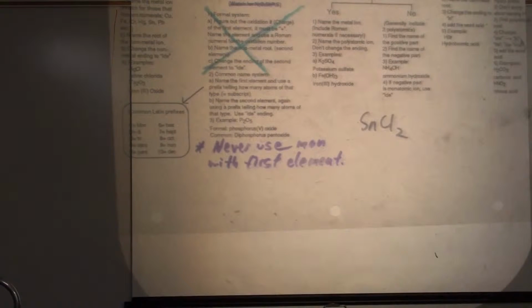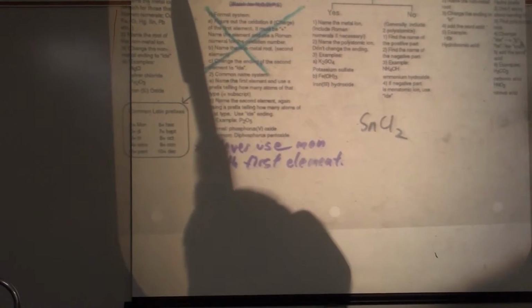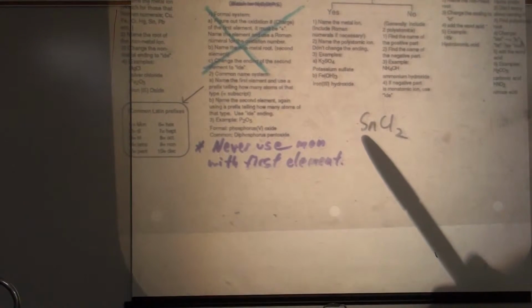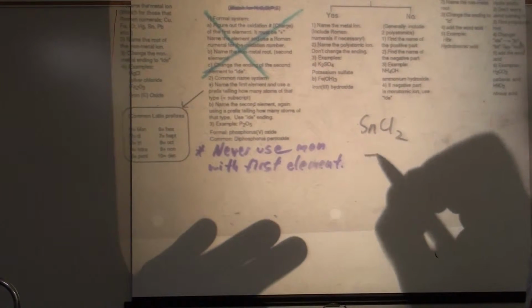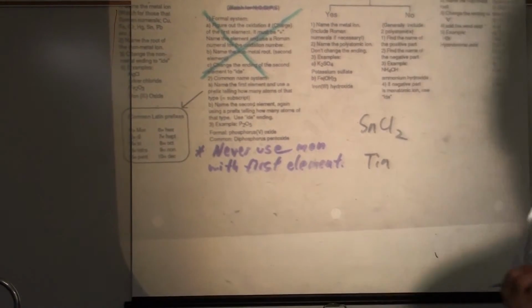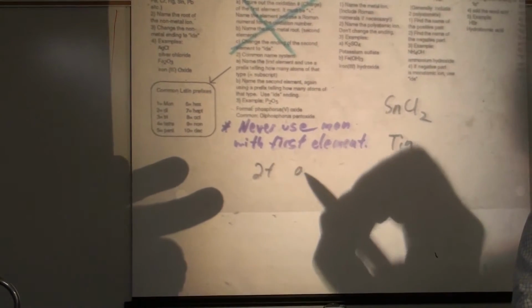SnCl2. So again, does it start with the letter H? No. How many capital letters? 2. Is the first element a metal? Yes, it is. Name the metal ion. So what is the name of Sn? Tin. Watch for those with Roman numerals. Can tin have more than one charge? Yes, it can. Tin can be a +2 or it can be a +4.